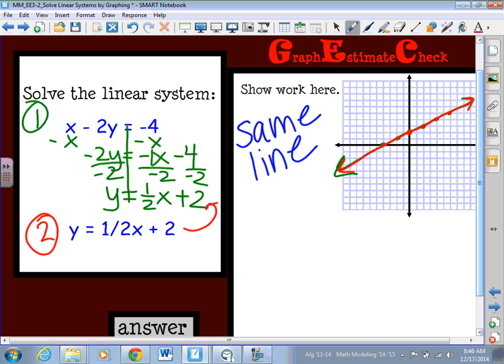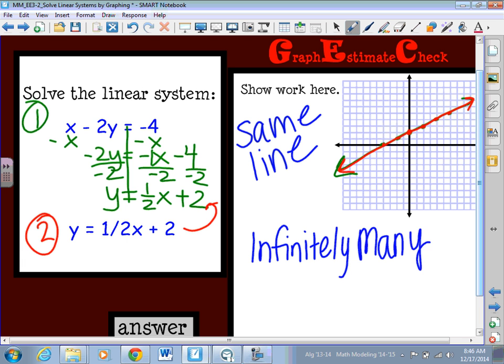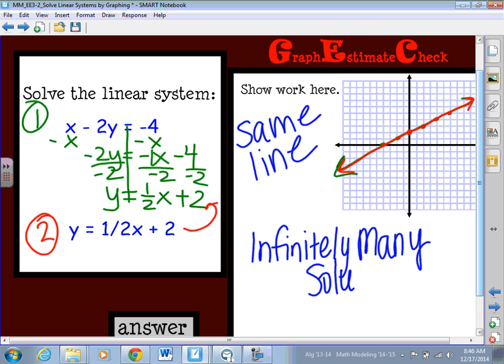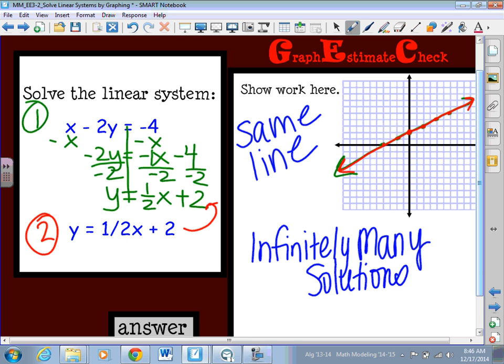Well, aren't they always intersecting? Yes, because they're the same line. We graphed one line on top of the other. So if they're the same line, meaning they have the same slope and the same y-intercept, that means we have infinitely many solutions, because they are always intersecting. All right, so go ahead and make sure you have all 3 of these in your notebook.